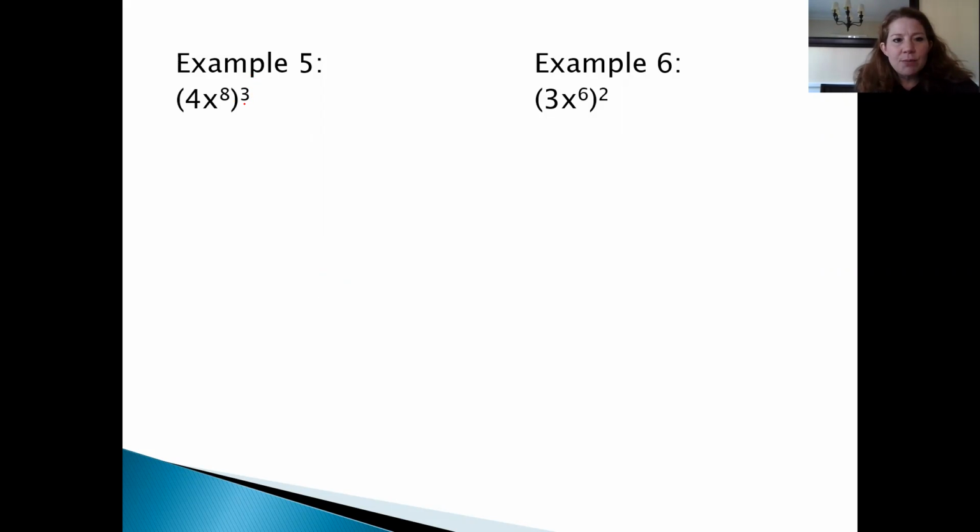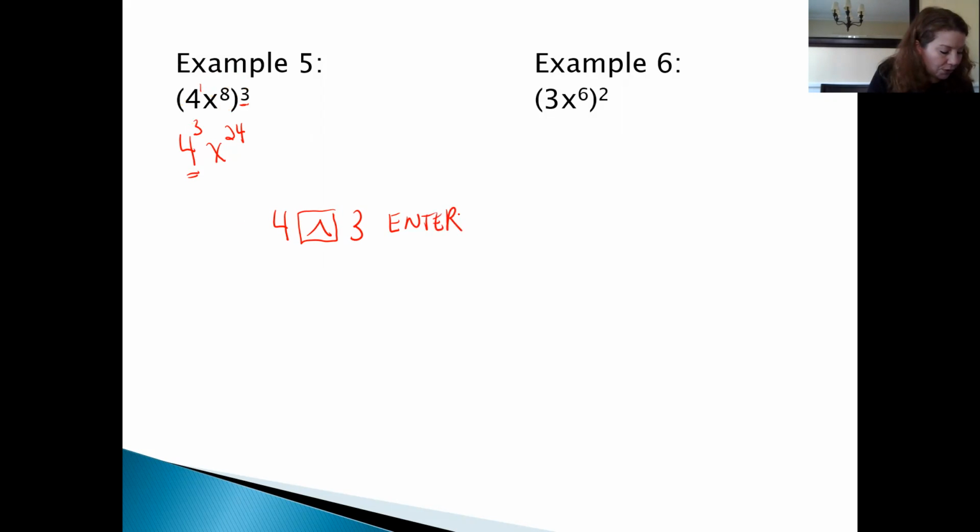All right, so on this example, this is the one we got to. So basically, these exponents, even this invisible 1 that we can't see, is being raised to the 3rd power. So 1 times 3 is 3. And then 8 times 3 is 24. But we do need to simplify 4 to the 3rd power. So use your calculator, type in 4, type in your caret button, type in 3, and then hit enter. I'm going to do it too. So 4 to the 3rd power is 64. So to simplify this, our final answer is 64x to the 24th.